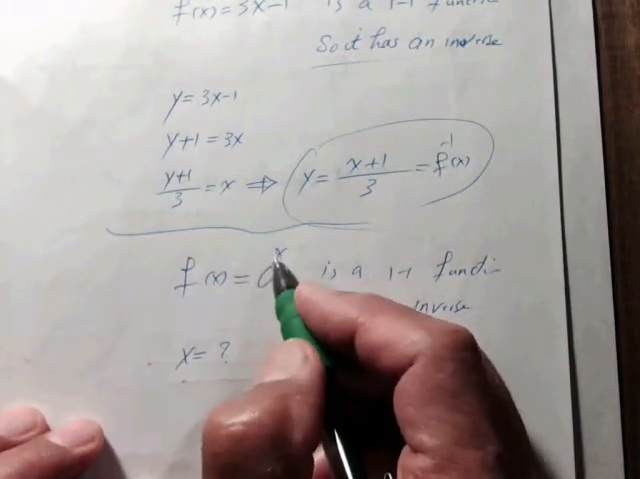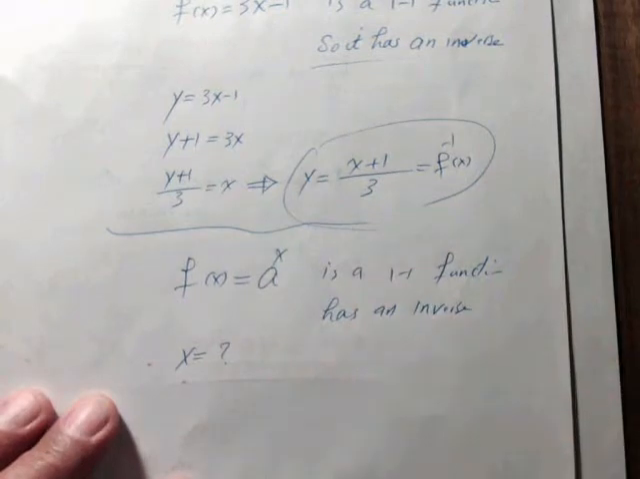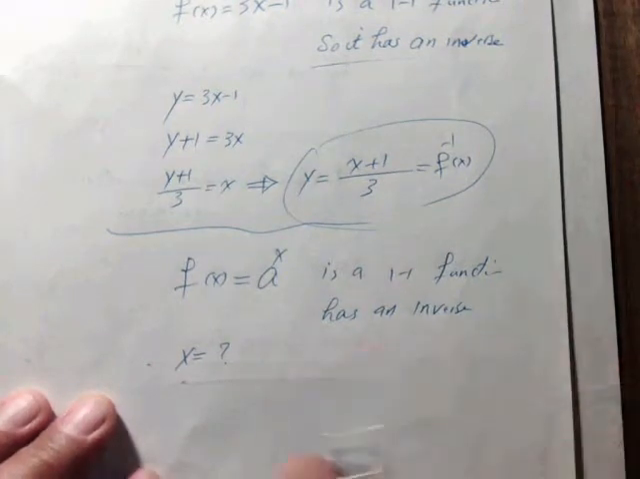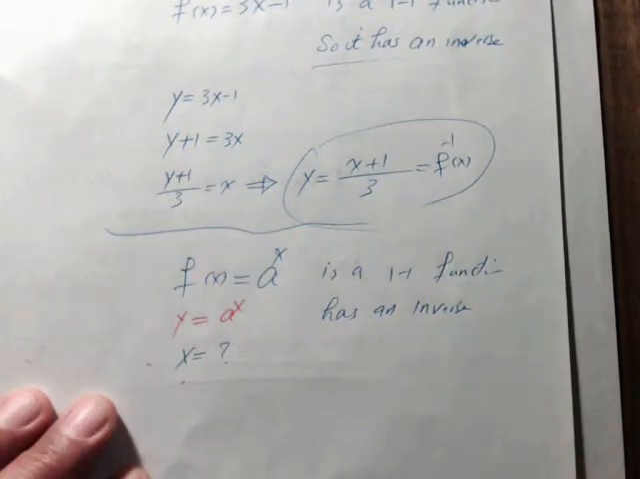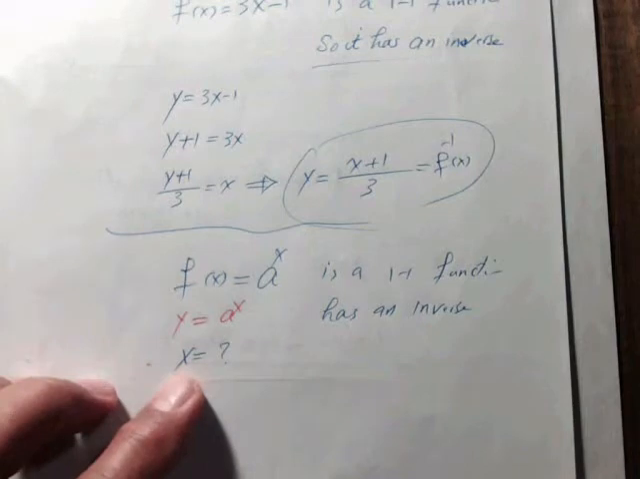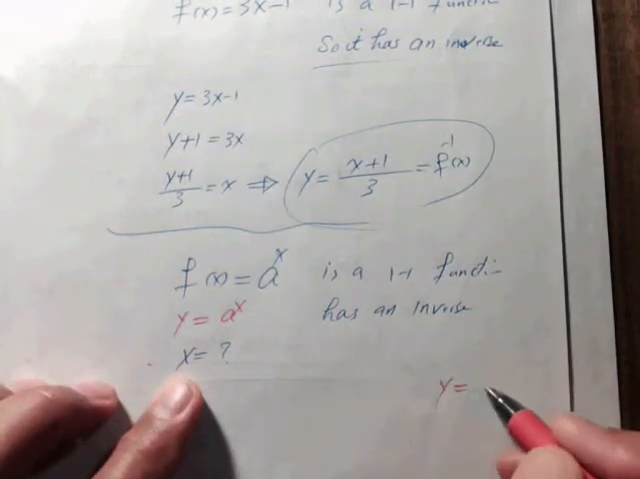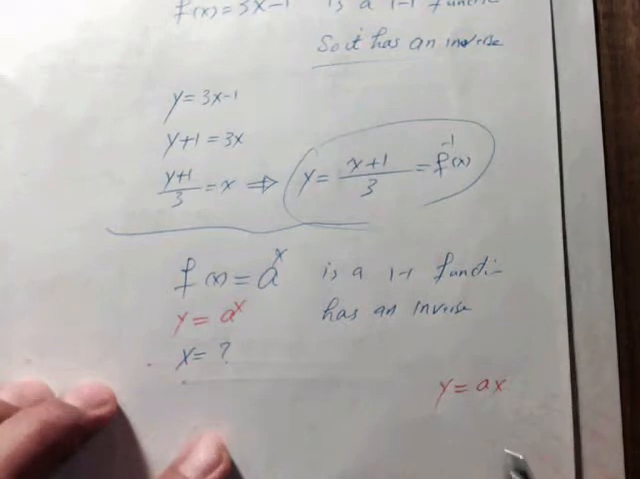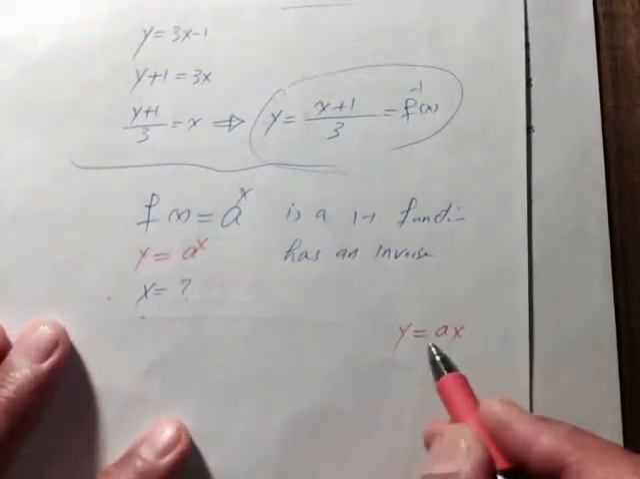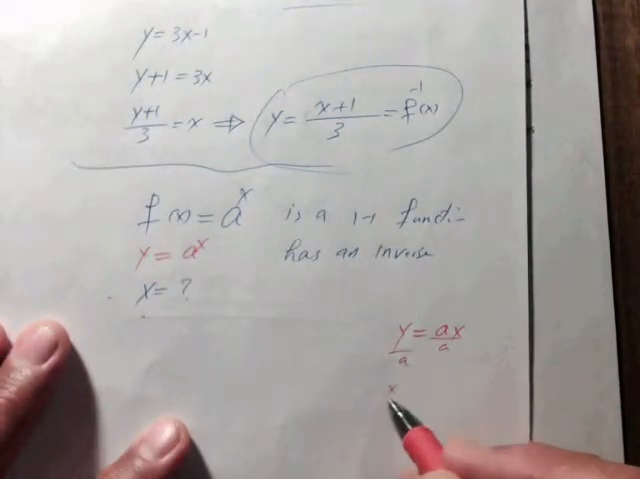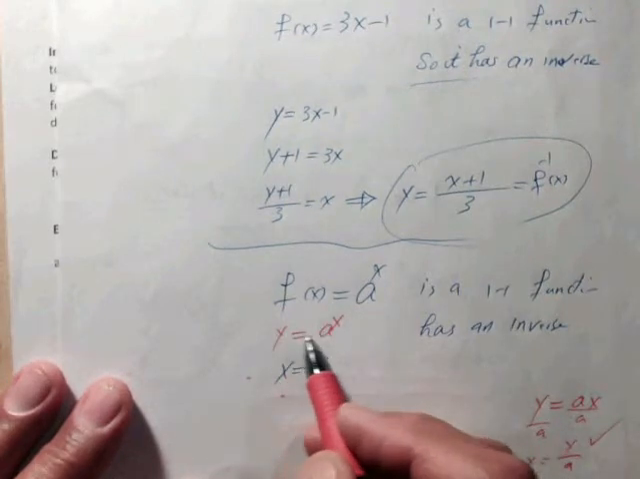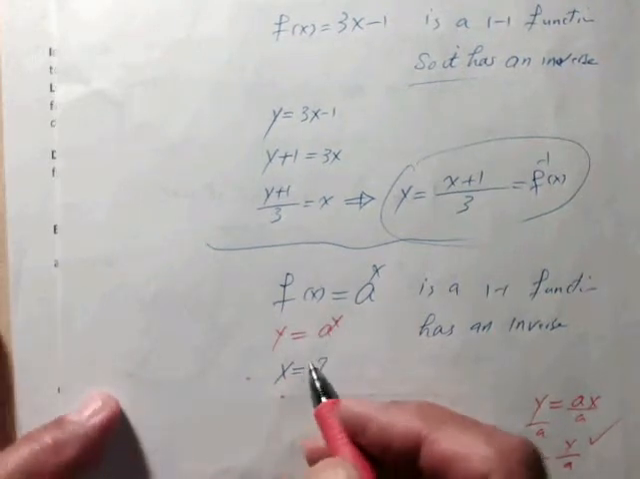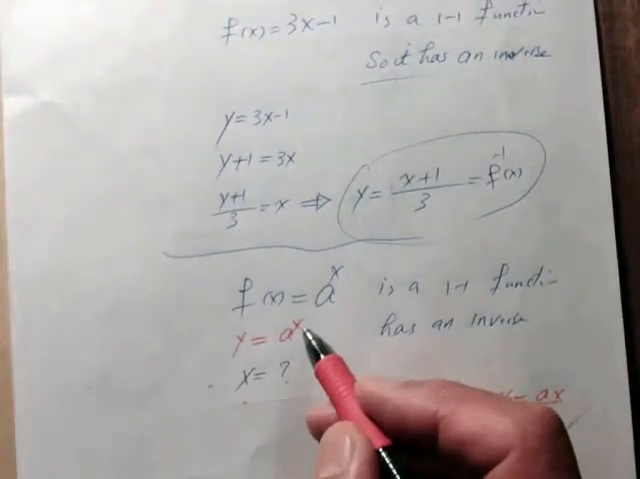See, I cannot divide. First you have to say y equal to a to the power x, and then solve for x. But if I had y equal to a times x, this is easy because I divide by a, so x is equal to y over a. But this is not what I have here. What I have is y equal to a to the power x. So how do I solve for some unknown in the exponent?